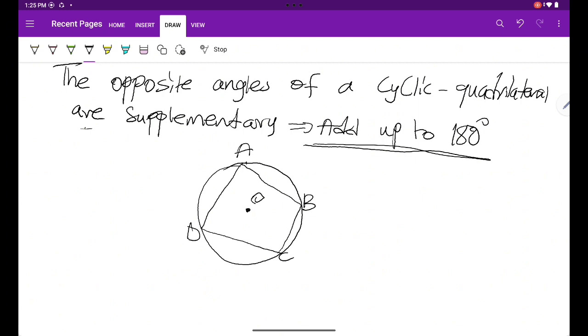So we are going to prove either pair here. So let's prove, we are required to prove that angle A plus angle C equals 180 degrees. Right, so this is what we are required to prove, that angle A plus angle C is 180 degrees. Likewise, we have to do construction.